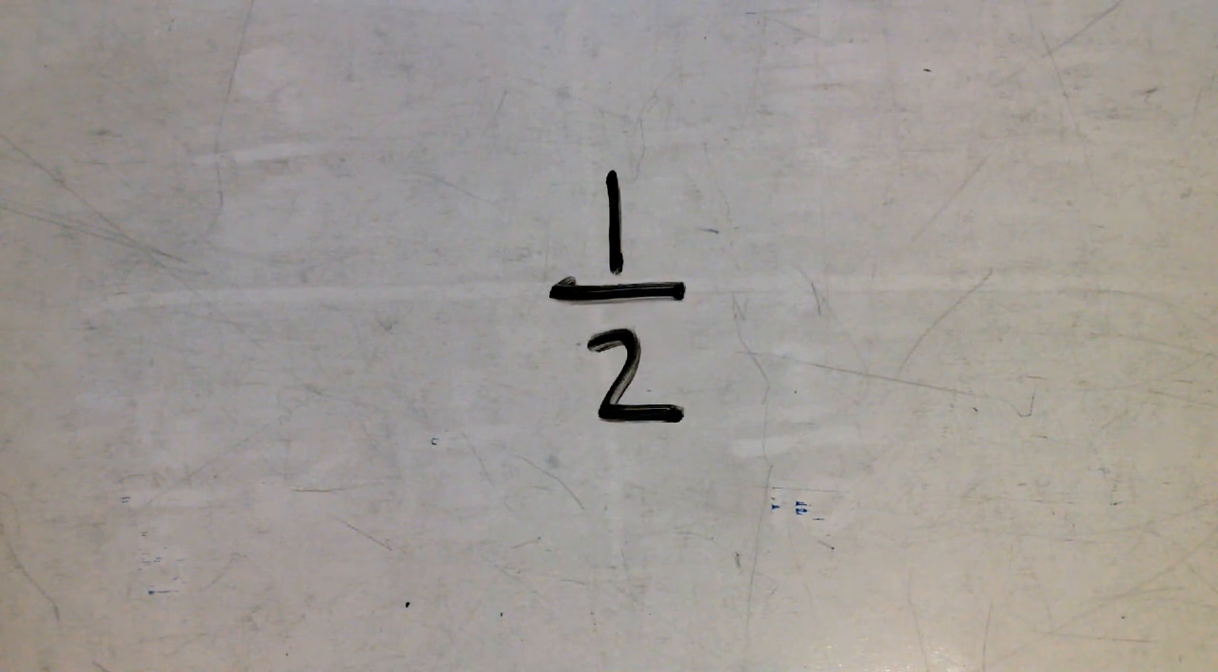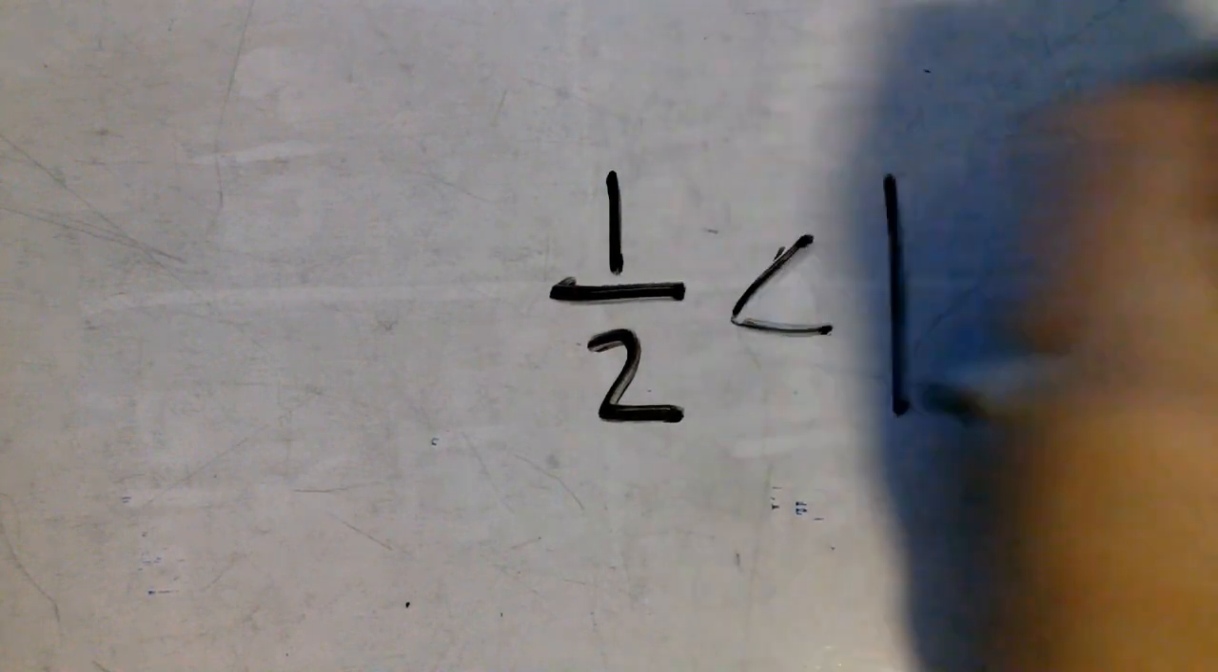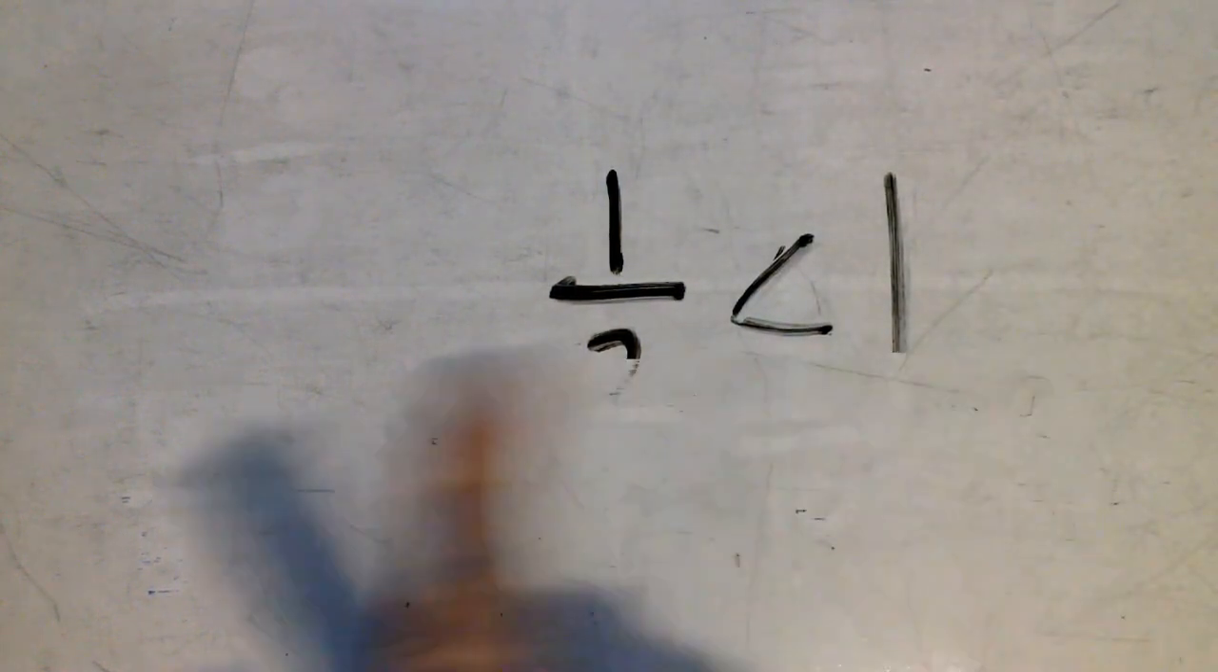3, 2, 1, go. You should be seated right now. 1/2 is smaller than 1, so you want to be sitting down. If the number I give you is bigger than 1, then you would stand up. Let's do a few more, but we're going to go a little bit faster. The next fraction is 3/2.